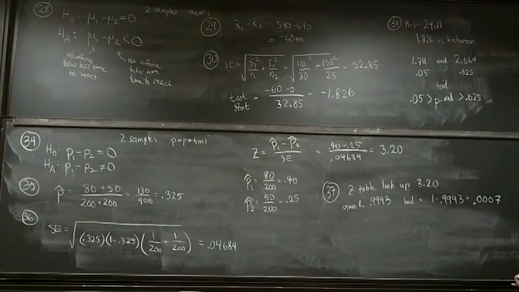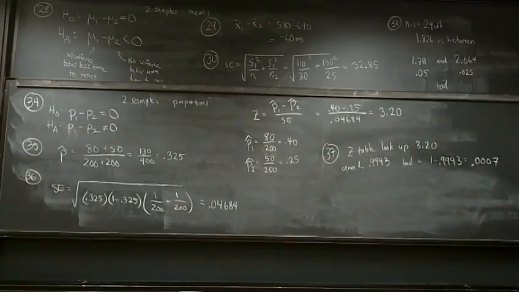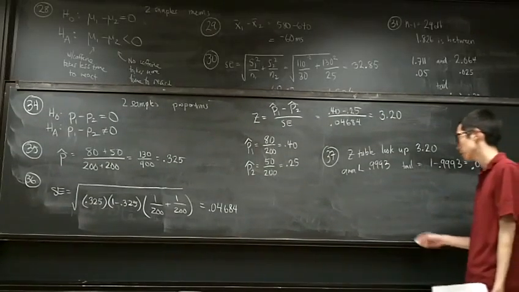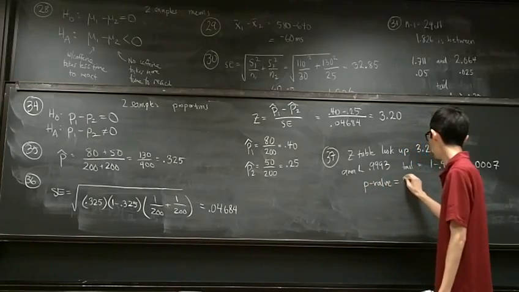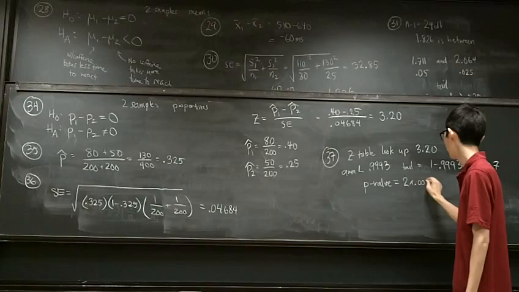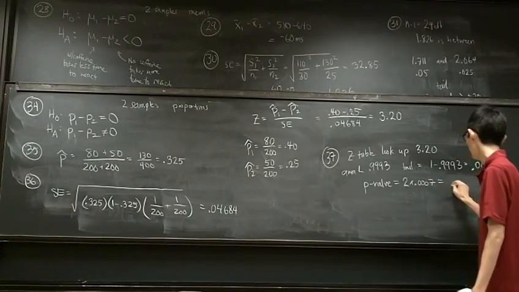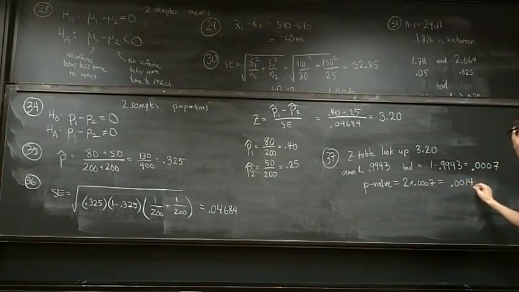And do I leave this as is, or do I double it for my p-value? I double it, because my alternative hypothesis has a not equal sign. So my p-value is equal to 2 times 0.0007. So I get 0.0014. This is my p-value.